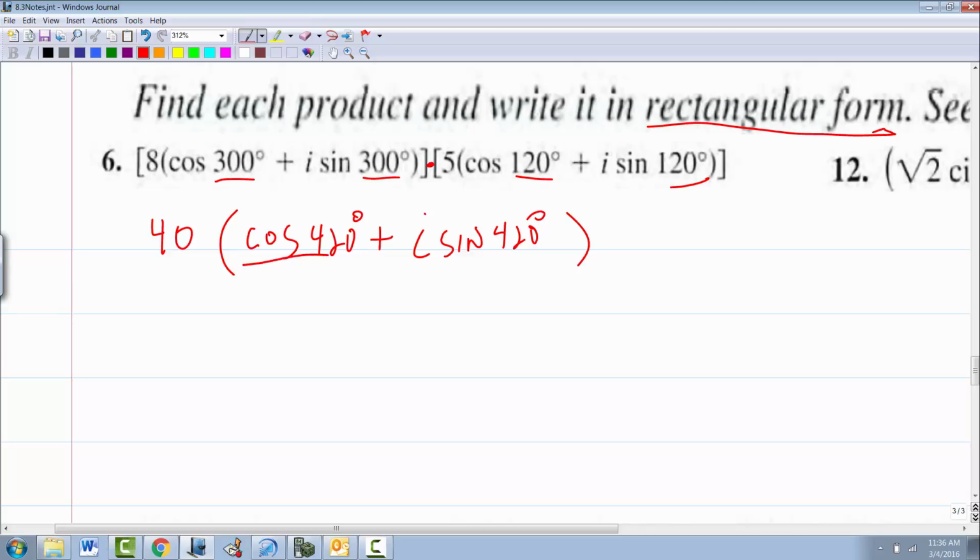What's the cosine of 60? 1/2. And then what's the sine of 60? √3/2.